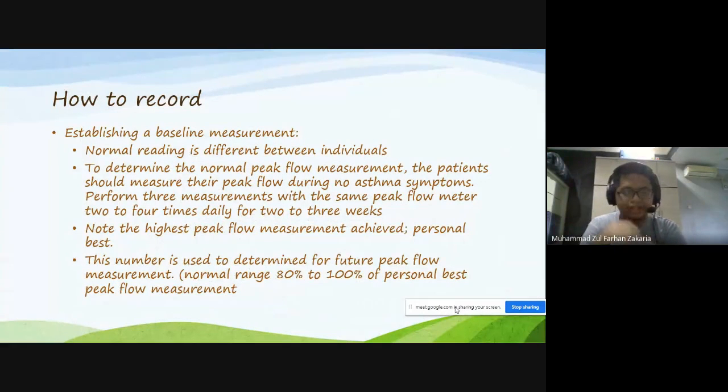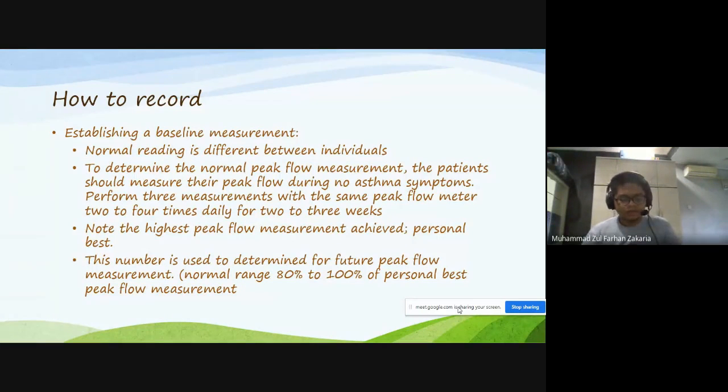Okay, how to record the peak flow measurement. First of all, we must establish a baseline measurement for the normal population. There is a normal peak flow reading in the population, just like blood pressure or blood sugar or something like that. Later after that I'll show.